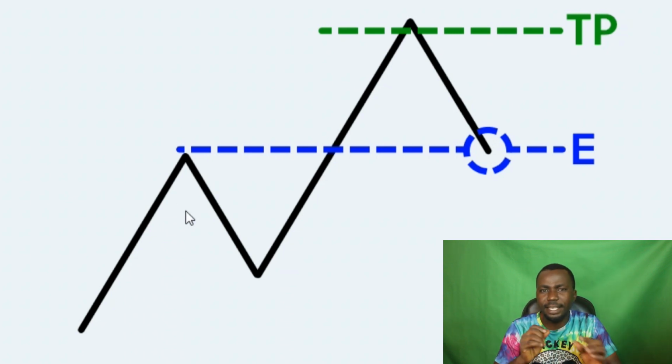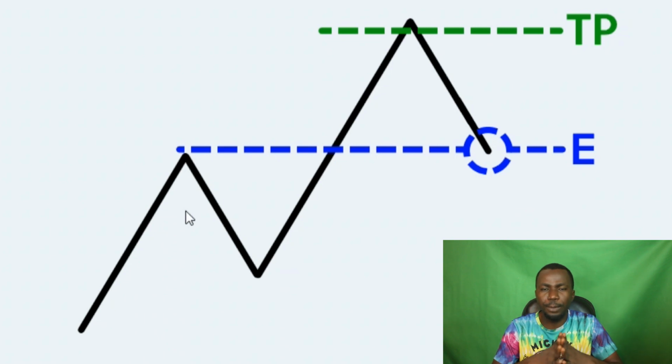So when you identify this pattern, it now gives you confidence that the price will go in your direction. Then after identifying the entry trigger, that is when you will place your trade. You wait for the candlestick that forms that pattern to close for you to place your trade.